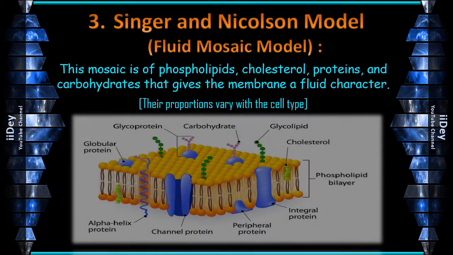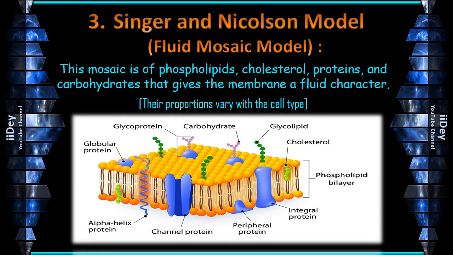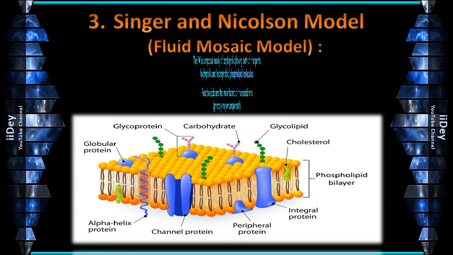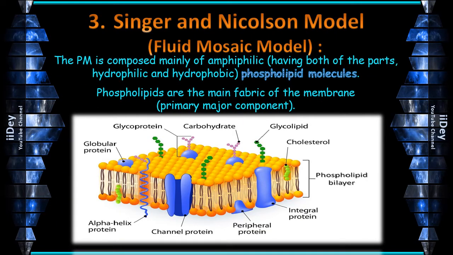This mosaic is of phospholipids, cholesterol, proteins, and carbohydrates, that gives the membrane a fluid character. Their proportions vary with the cell type. The plasma membrane is composed mainly of amphiphilic phospholipid molecules, having both hydrophilic and hydrophobic parts. Phospholipids are the main fabric of the membrane, the primary major component.